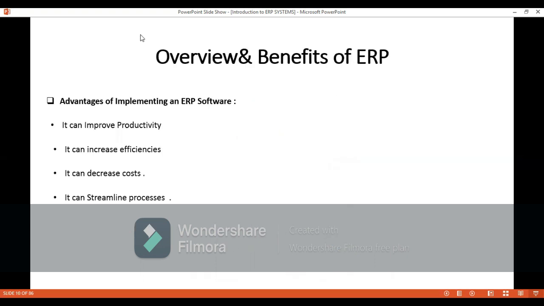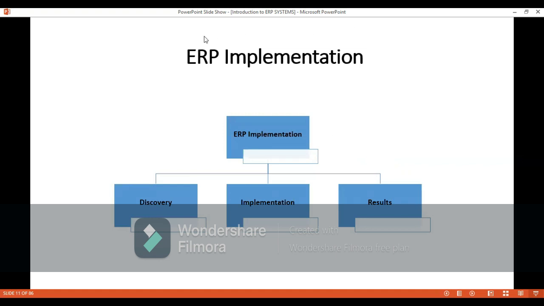So the benefit of having an ERP system in place in your organization is that you can expect improved productivity, increased efficiencies, decreased cost, and streamlined processes. Once you implement an ERP system into your enterprise, whether you are a large scale organization or a lightweight organization, the first thing you're going to discover is the difference between the current state and the previous state. And then you're going to start working on those applications, and then you're going to be looking at the different results.